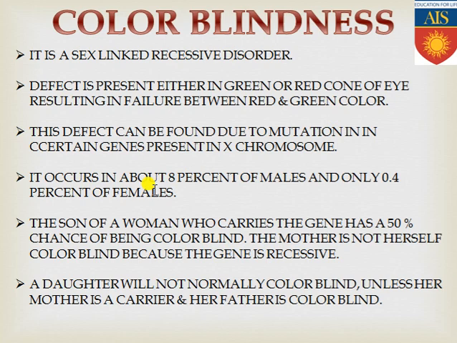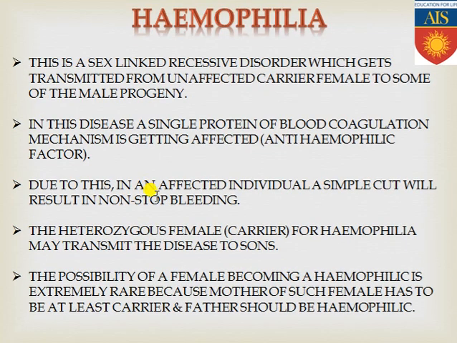Next we are coming to hemophilia. Hemophilia is another type of sex-linked recessive trait or disorder which gets transmitted from the unaffected carrier female to some of the male progeny. Obviously, this is transmitted by the carrier female, because in a female, if one X chromosome contains the hemophilia gene and the other X chromosome contains the wild type gene, that will suppress the hemophilic gene, so the female will not be affected, rather she will be a carrier for that disease. So from the carrier mother, the disease will be transmitted to the male progeny.